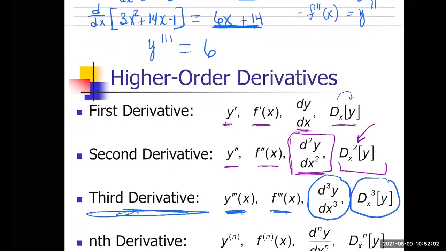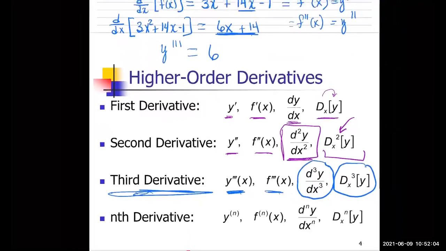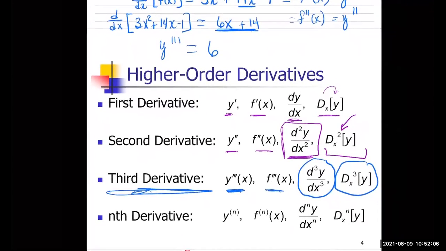Then the primes become too cumbersome. So in general, if we have a derivative that is of higher order than 3, we don't write primes anymore. We use this notation. Notice it looks like an exponent, but do you see it's in parentheses? If it's in parentheses, that tells you it's not an exponent.